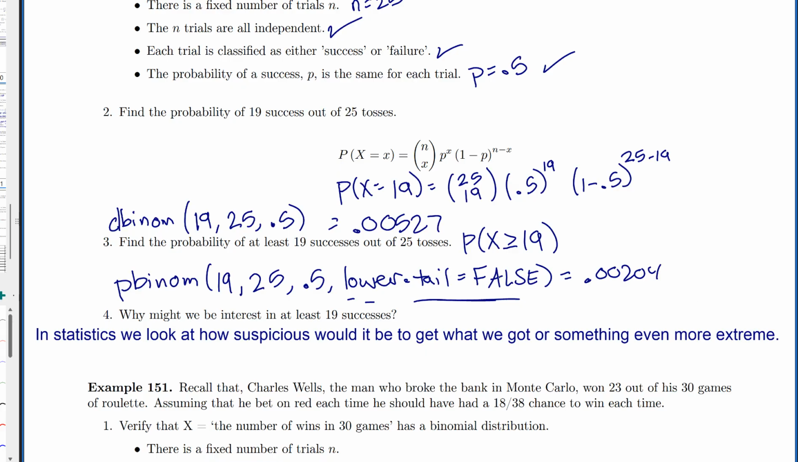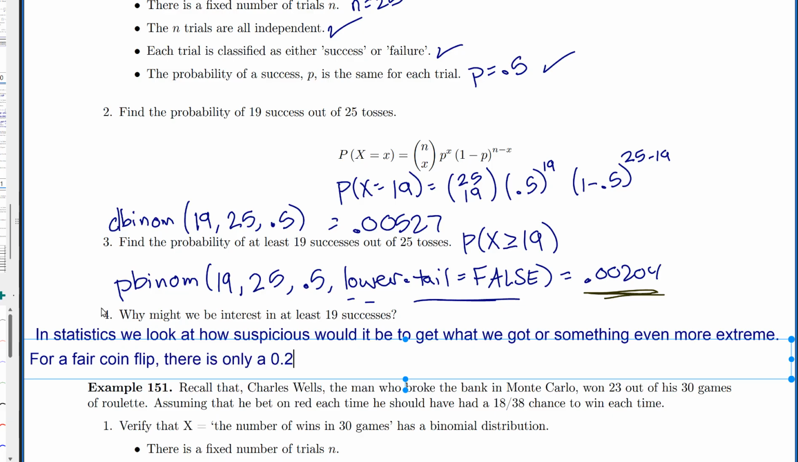So the probability of getting at least 19 successes on a fair coin flip is only 0.00204. So for a fair coin flip, there is only a 0.2% chance to get 19 or more heads or successes, if you will, in 25 tries. So this does seem very suspicious. Maybe there was something going on. Maybe they were just very lucky, but it does seem very suspicious to me.